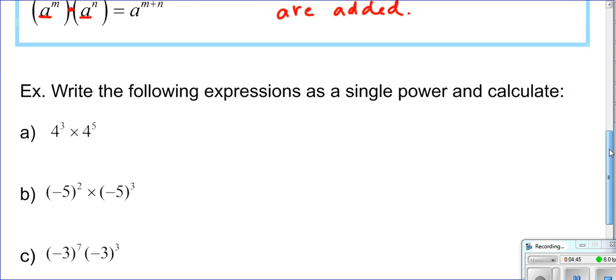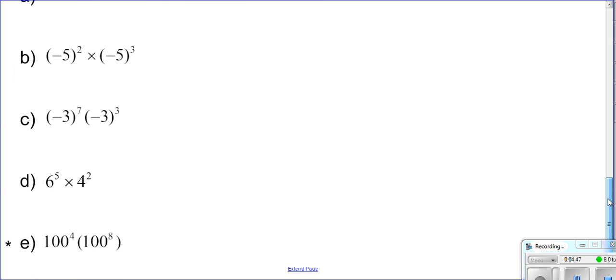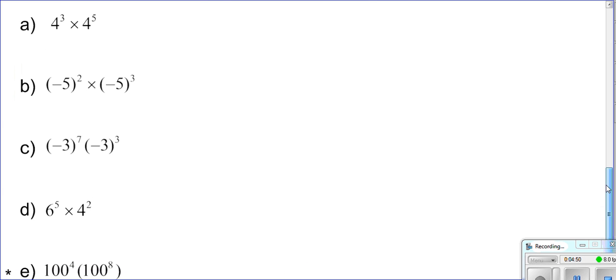So we're going to look at these 5 examples below, and try to use this product rule. Again, the first thing I'm checking is what is the base. And so we have a base of 4, a base of 4. So we have the same base being multiplied. That means I can add the exponents. So this is the same as 4 to the power of 8. And if you're not so sure about this, write it out as repeated multiplication just to double check and prove it to yourself.